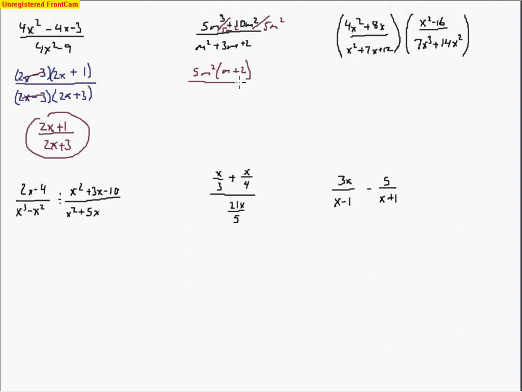Now down below it's a trinomial. It doesn't have a common factor, but it does factor as two binomials, and it does factor to an m plus 2 and an m plus 1. So at this stage we go ahead and take out those m plus 2's, and all we're left with is 5m squared over m plus 1, and that would be our answer.